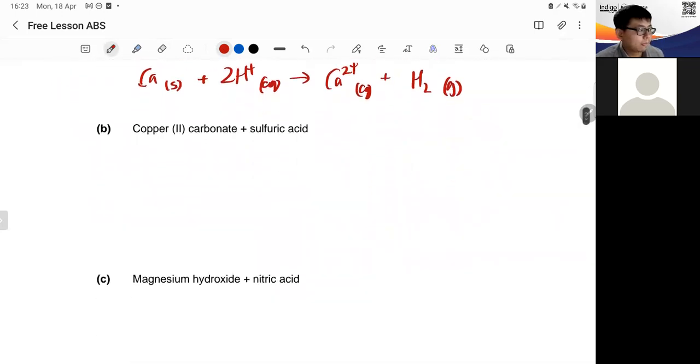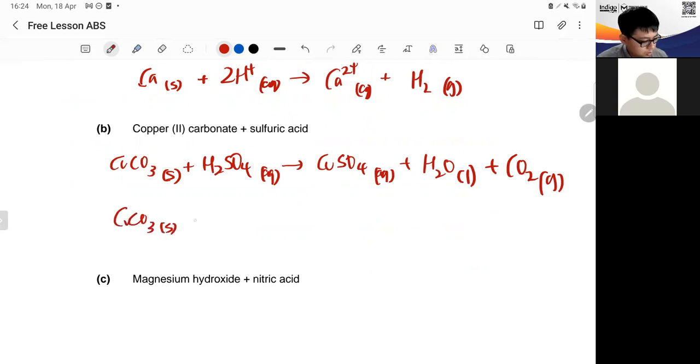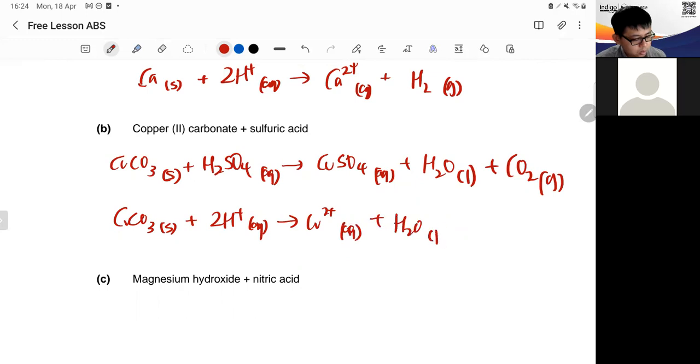Okay, next one. Copper carbonate plus sulfuric acid gives you salt, water, and carbon dioxide. Full chemical equation. Hopefully it's balanced already. Yeah, it's balanced already. Okay, ionic equation. Hopefully you can remember this from just now. We did an almost identical question. Ionic equation. Sulfate is the spectator.